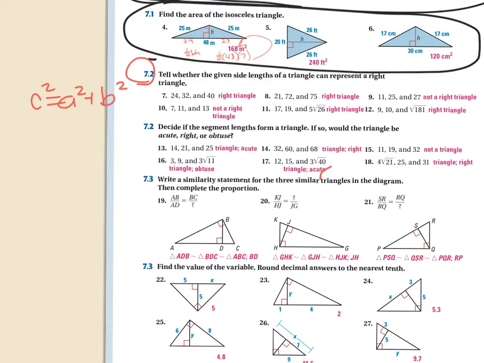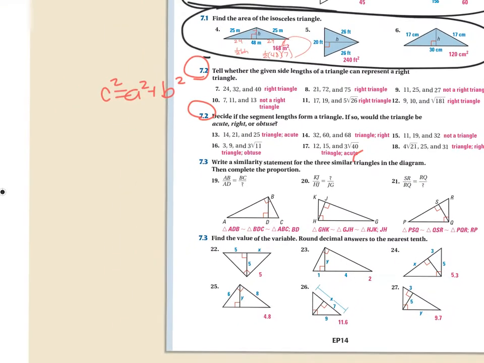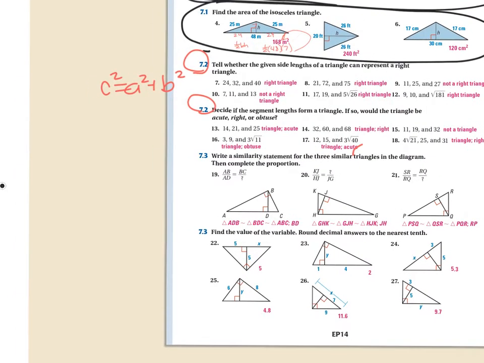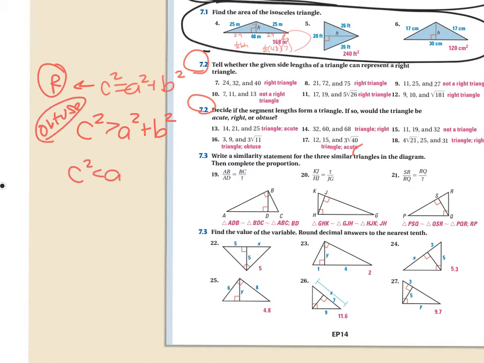And then the second part is is it acute, right, or obtuse? If c squared equals a squared plus b squared, then we know this is a right triangle. If c squared is greater than a squared plus b squared, it's obtuse. And if c squared is less than a squared plus b squared, then it's acute.